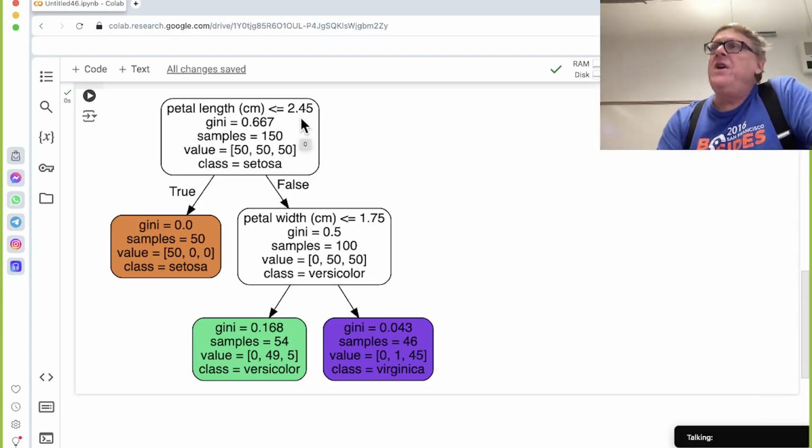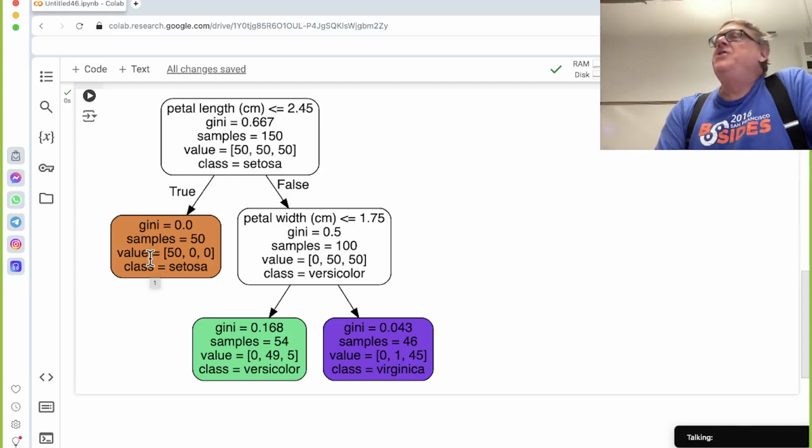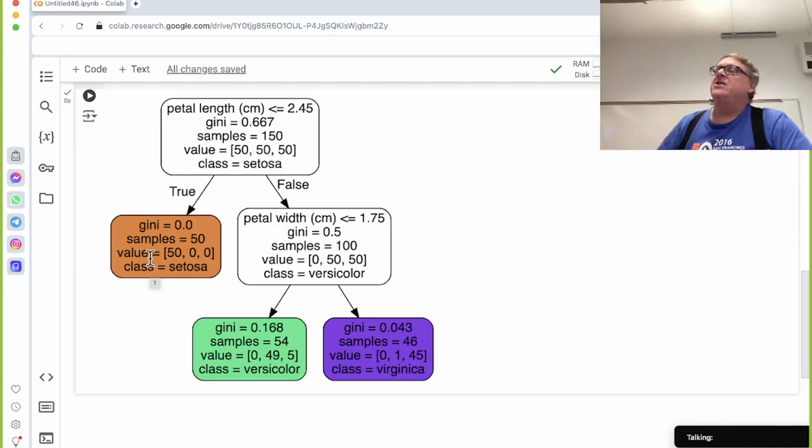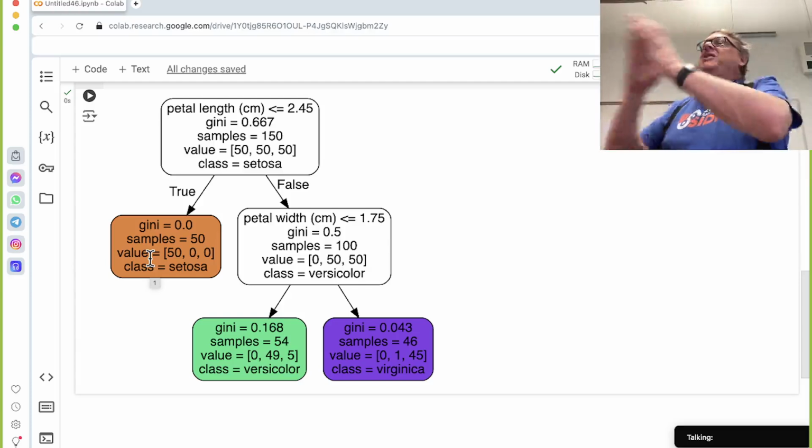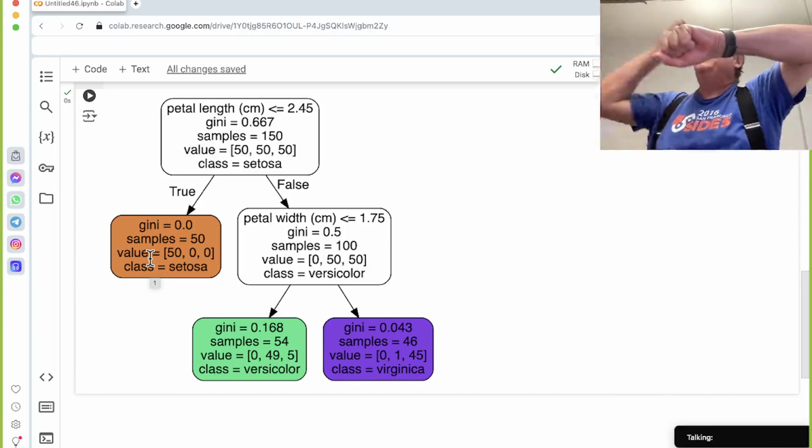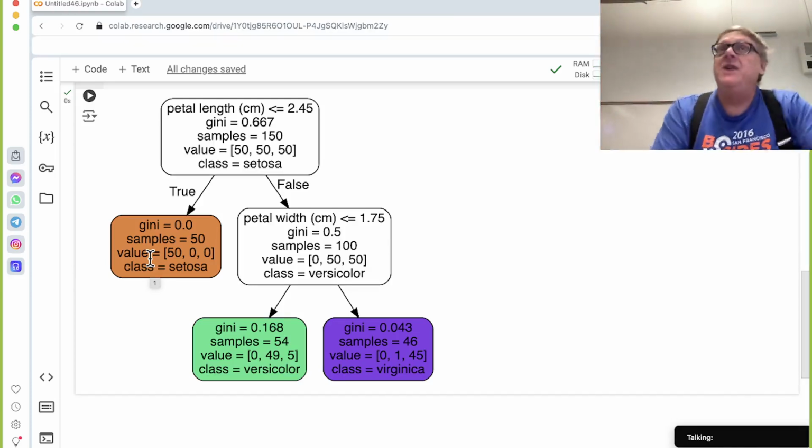So after the first decision, based on this one parameter, all 50 of the setosas are over here with none of the others. So the job is completely done perfectly. That one measurement is enough to totally isolate these, so the Gini impurity is now 0. So this part is done. That's handy. That was like the first support vector machine I showed you. There's a complete gap between setosa and the others, and you can just separate it with one if statement.